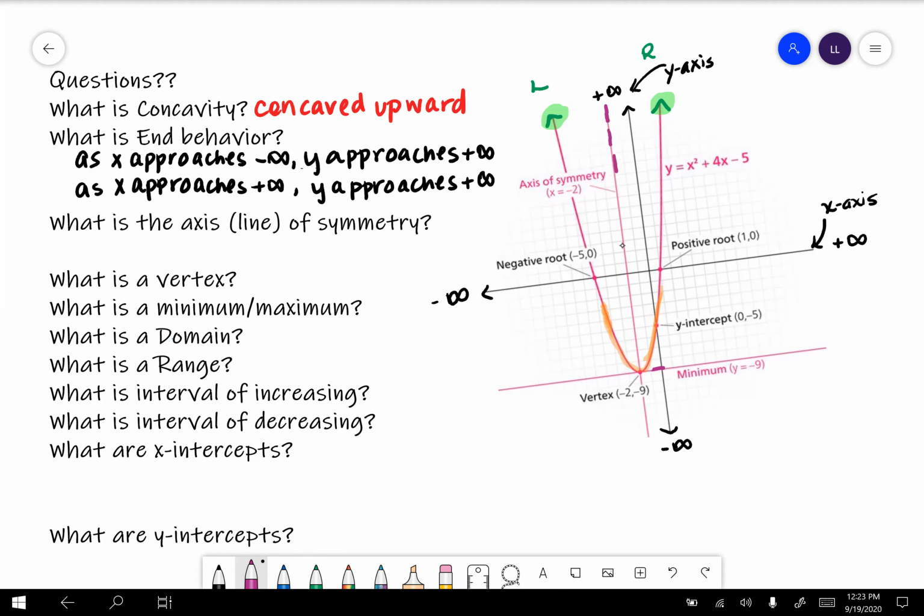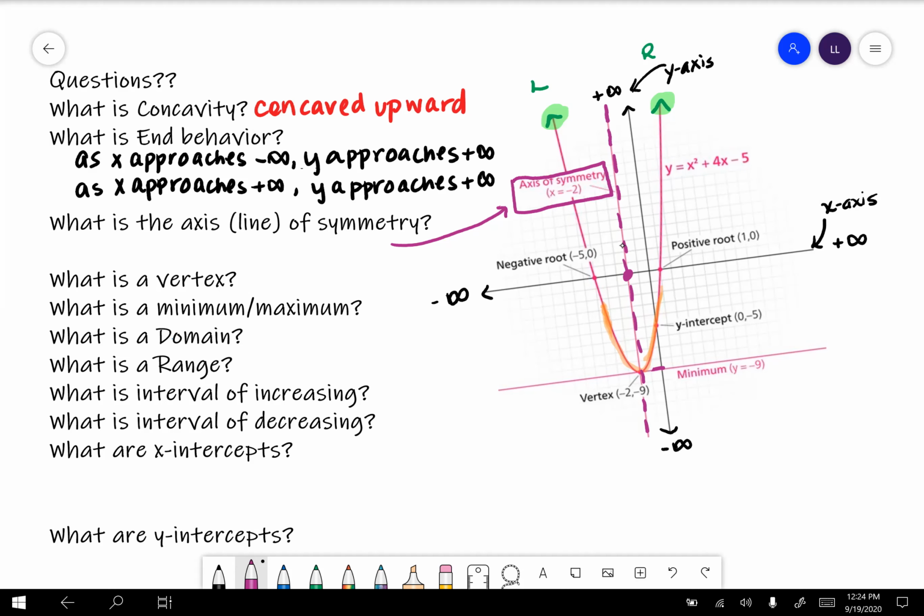The equation of that line is defined by where it crosses the x-axis. So in this case, our axis of symmetry is crossing the x-axis at x equals -2. Therefore, the equation of our axis of symmetry is x equals -2.